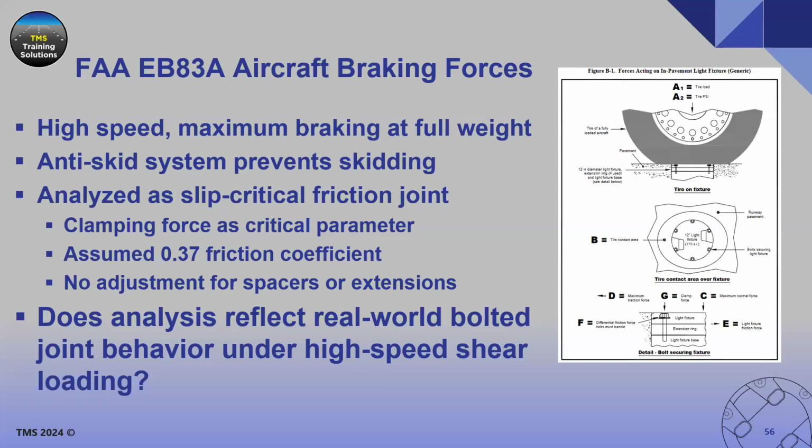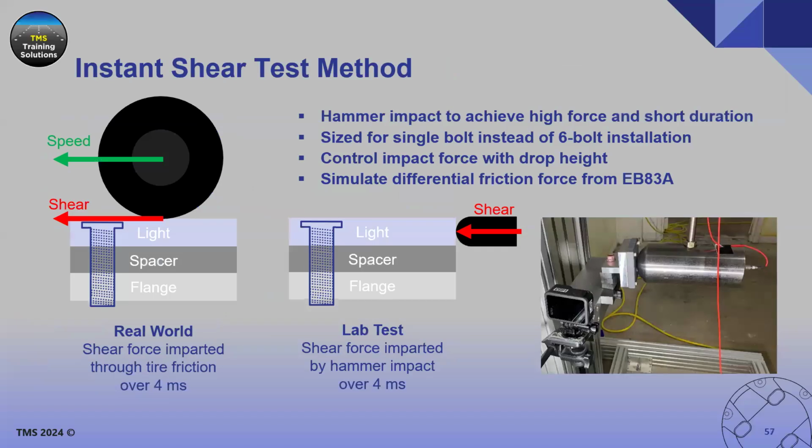So our question then is, does that analysis within EB83, which is being used to determine what clamp load and what bolts are needed in your joint, actually reflect what happens in the real world under that loading condition? Go ahead and go to the next one.